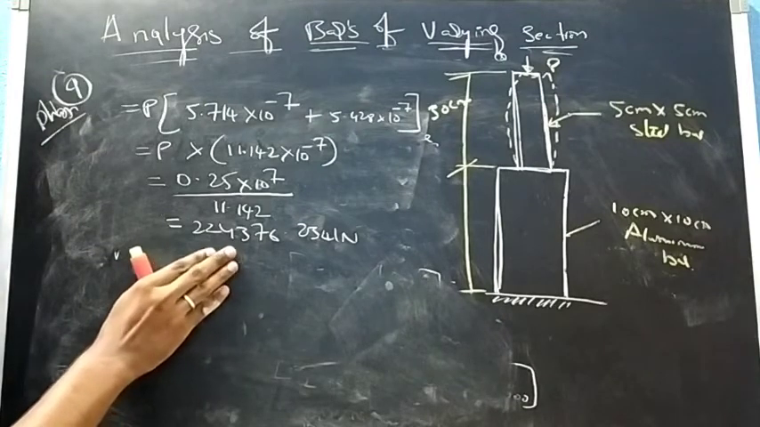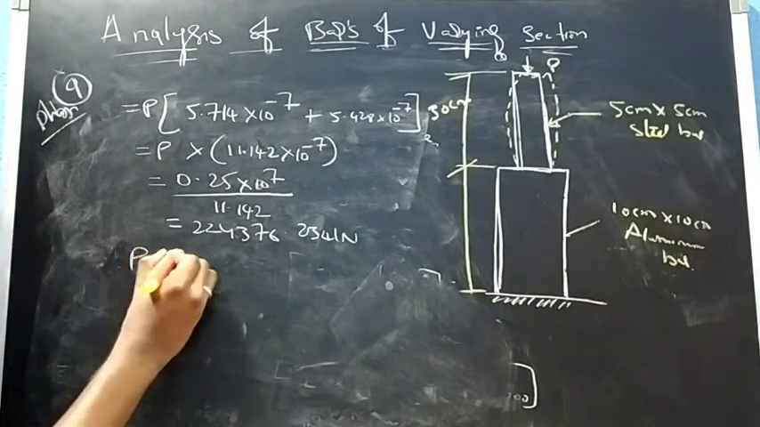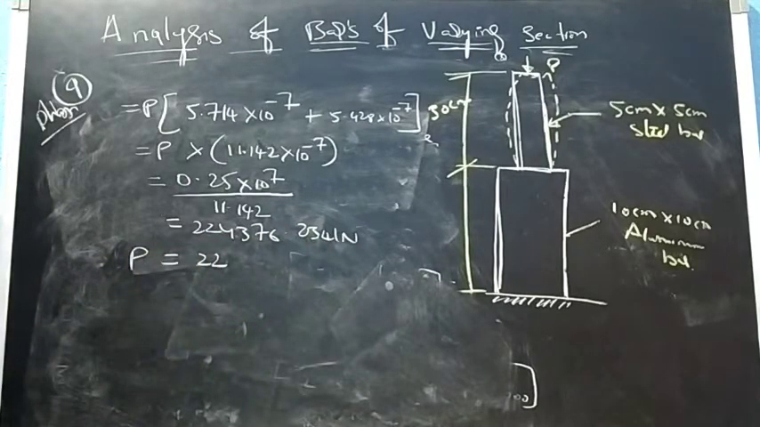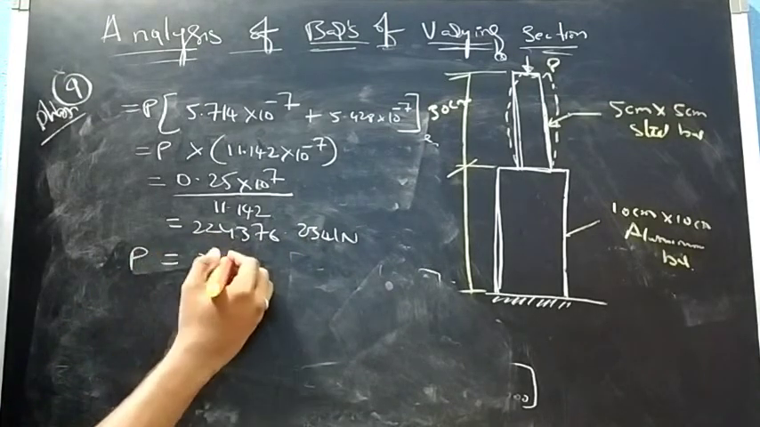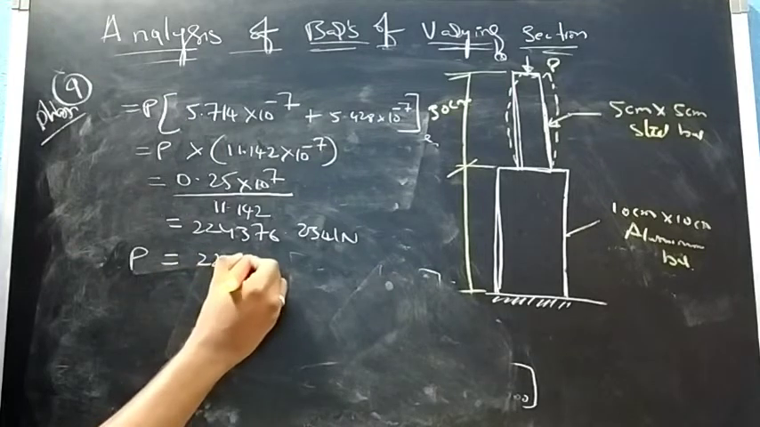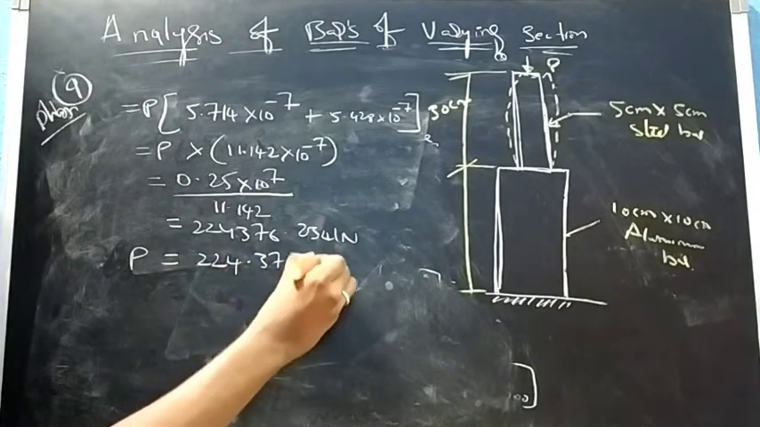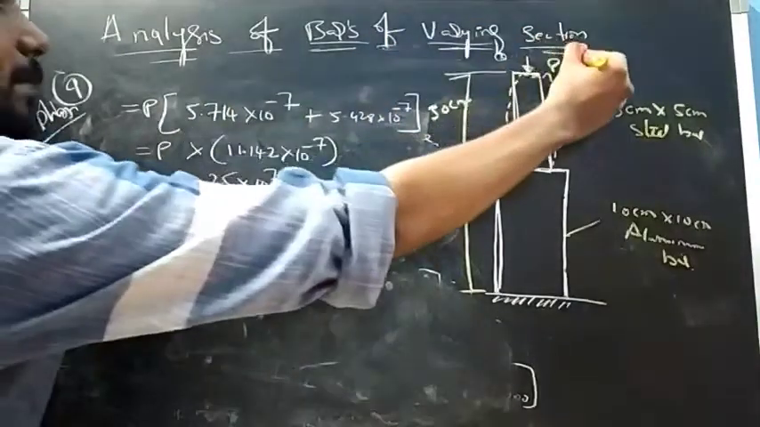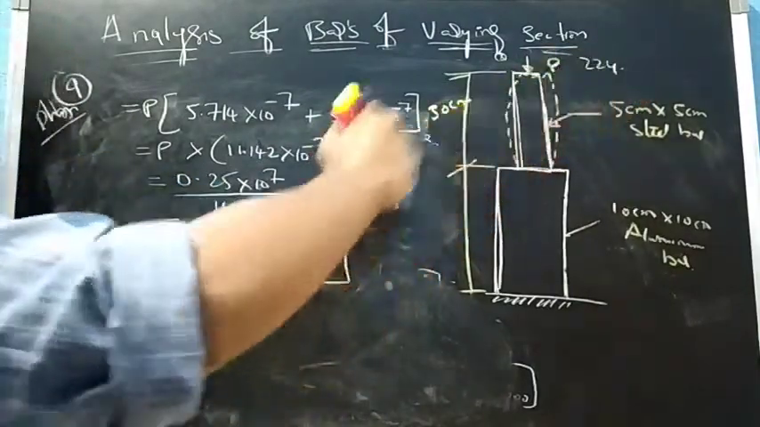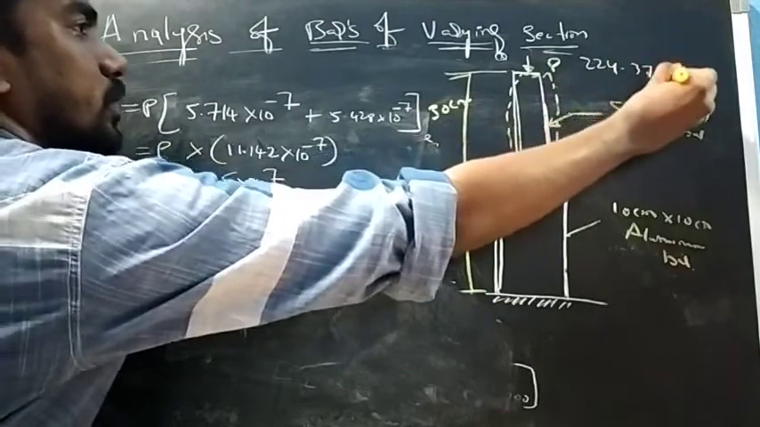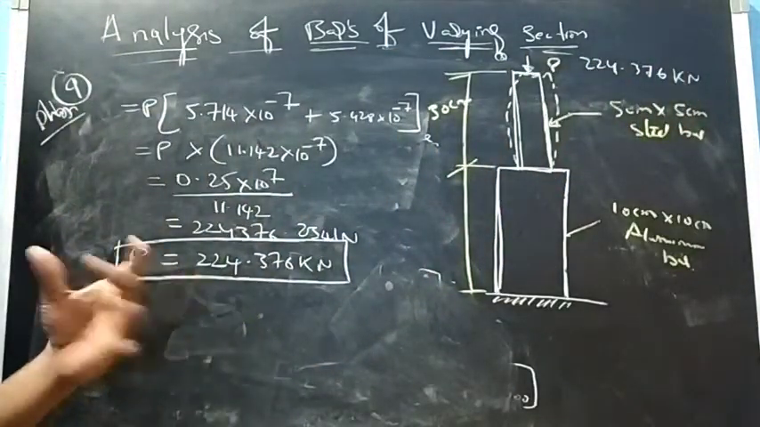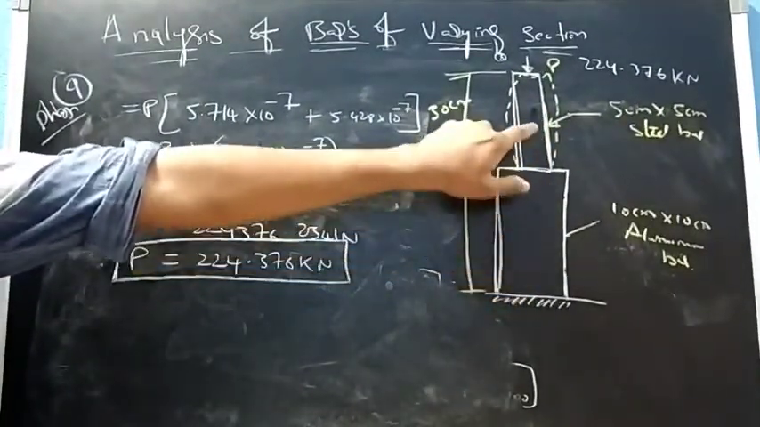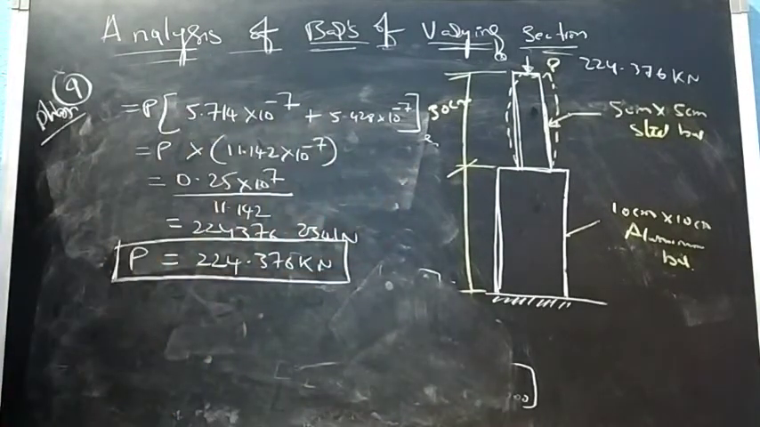So this is the load. P equals, if you convert this into kilonewtons, that is 224.376 kilonewton. So this is the actual load here. This is how you can find out the load when different materials are given in the question, right?